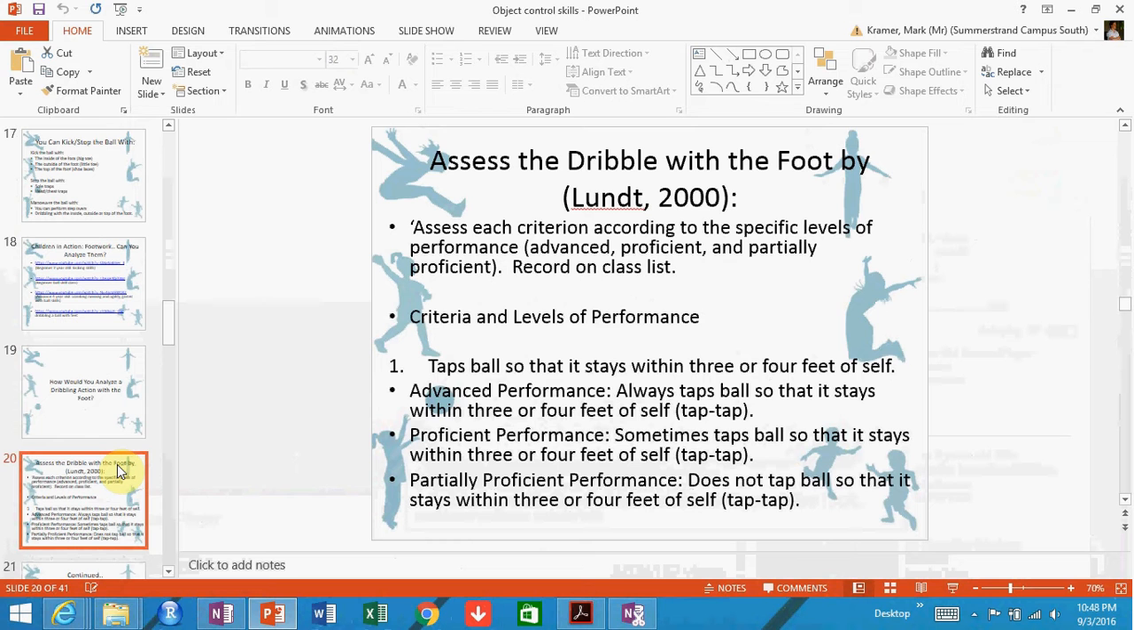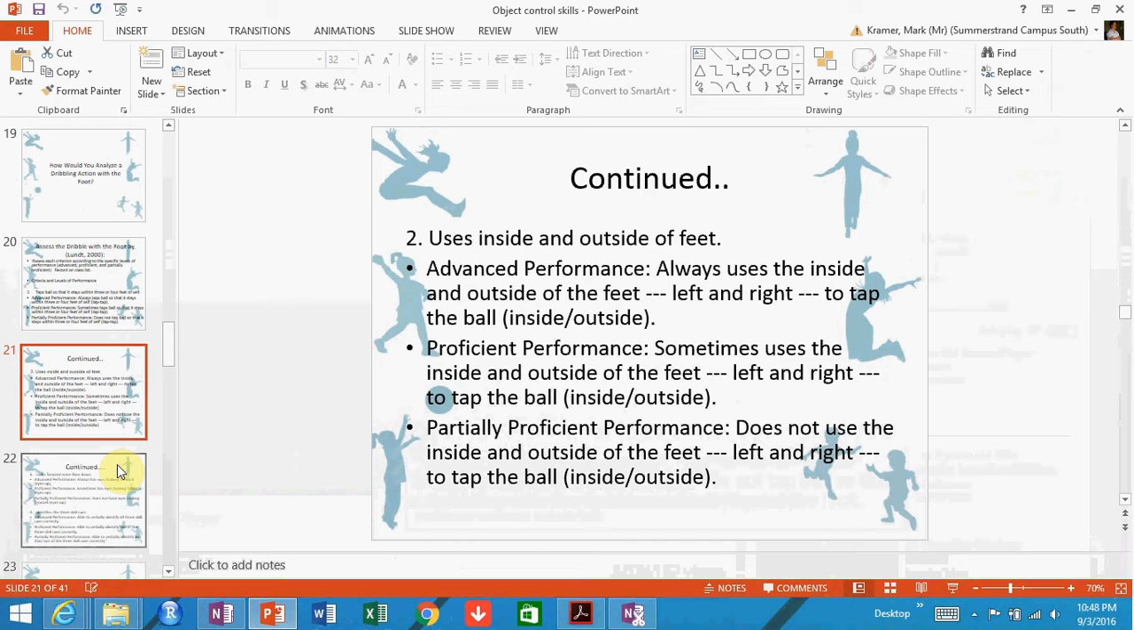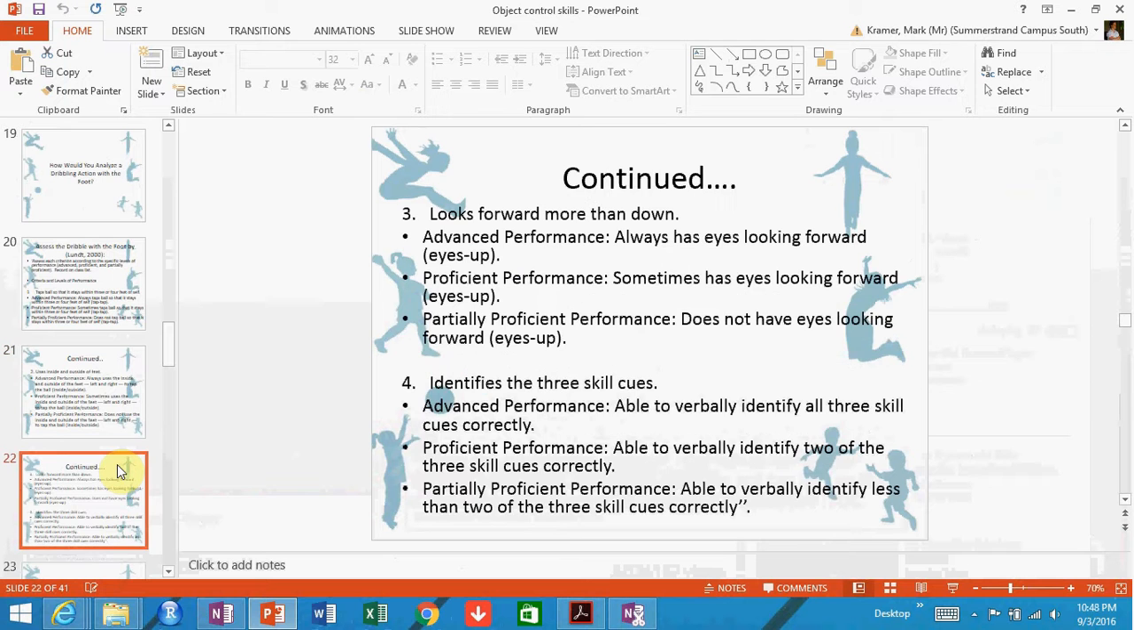Advanced performance always taps the ball so that it stays within 3 or 4 feet of self. So you'll notice with beginners, they'll kick the ball way too far ahead, and then they're not actually dribbling the ball, they're just kicking the ball. Advanced performance always uses the inside and outside of the foot, left and right, to tap the ball. So you'll notice the individuals in our class who are really good at dribbling, they can use both sides of the foot, in and out, and they keep that ball just about 3 feet ahead of them, and their movements are quick. And always has eyes looking forward.